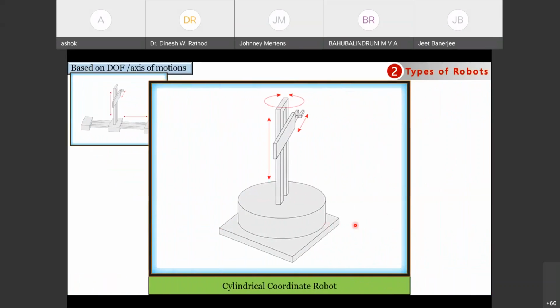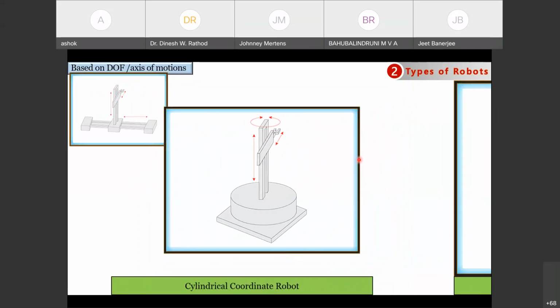If one of the translation motions is replaced by a rotational one, then the corresponding robotic system type is a cylindrical coordinate robot. So you can see that vertical motion is possible, translation motion is possible. Apart from that, rotation is also possible. One translation was replaced by one rotation. So such a kind of robot will be called a cylindrical coordinate robot.